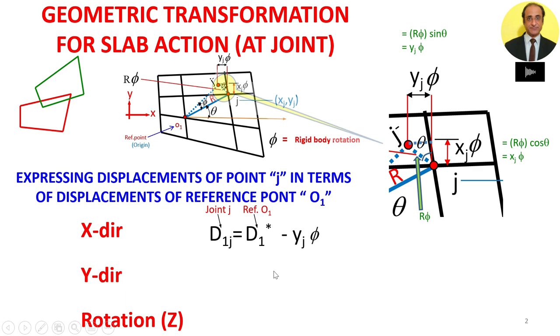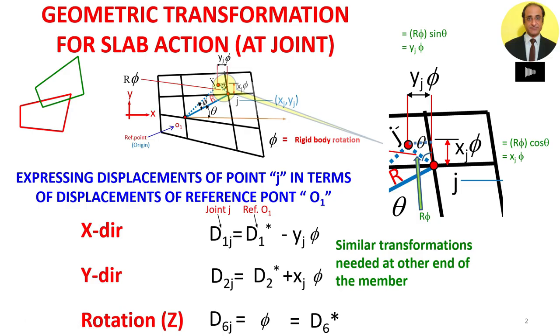In the y direction, we can write in the same manner. So d2 star is the displacement in the global y direction of the reference point. We have added here x coordinate multiplied by the rotation. Finally, the rotation at point j is the same as the rigid body rotation of the entire floor slab, and this is shown by this equation that d6j is the same as d6 star, that is of the reference point. So in this way, we have expressed the displacements of any arbitrary point j in terms of the displacements, both translations and rotations, of the reference point.